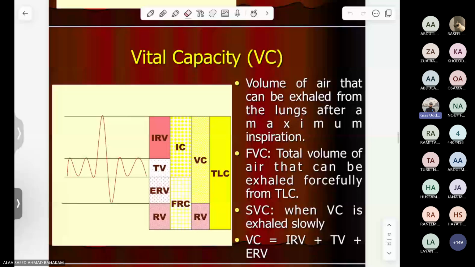Is it okay? Yes. Forced vital capacity and slow vital capacity, we need to know this. And what is vital capacity? Vital capacity is the combination of tidal volume plus IRV plus ERV. Okay, next one, please.